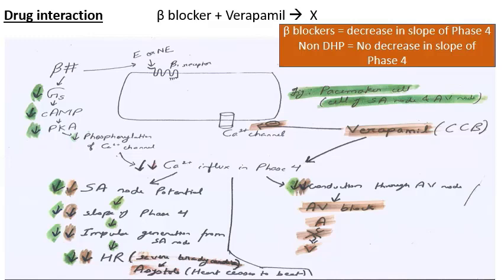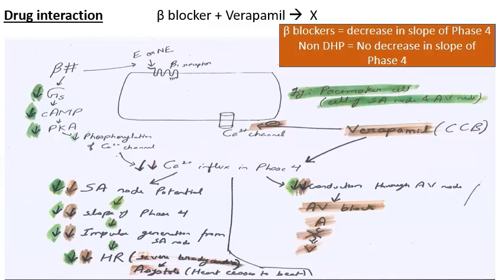When epinephrine or norepinephrine binds with beta 1 adrenergic receptor, there is stimulation of G stimulatory protein. So cyclic AMP increases, protein kinase A increases, and there is phosphorylation of calcium channel that causes increased calcium influx in phase 4. Increased calcium influx in phase 4 causes increased conduction through AV node. So impulse will pass from atria to ventricle, and this increased conduction is known as positive dromotropy. This happens normally by the effect of epinephrine or norepinephrine binding with beta 1 adrenergic receptor.